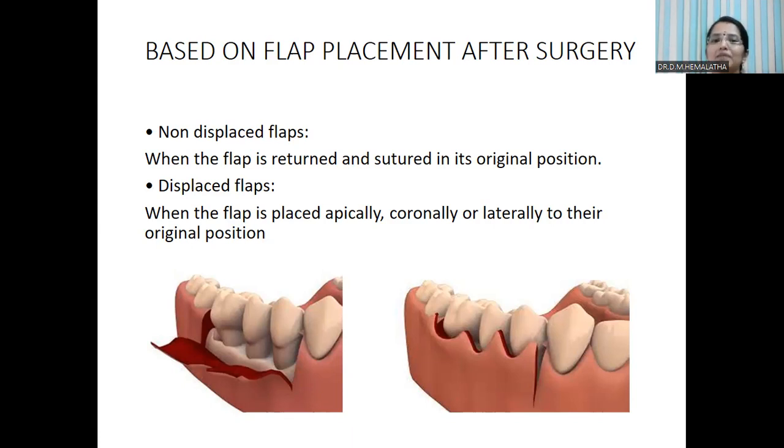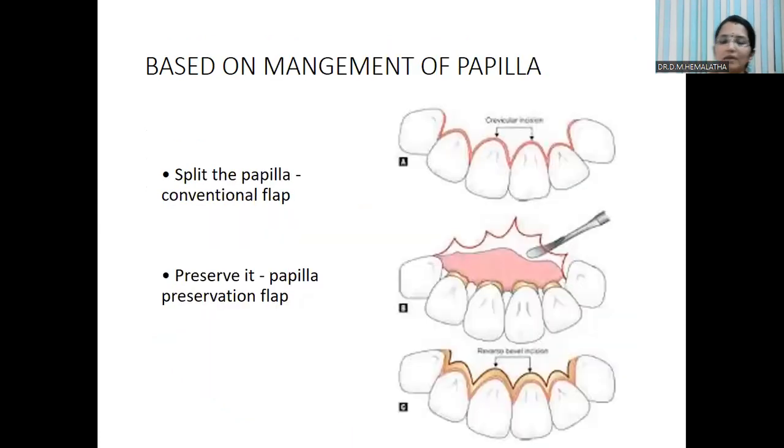And a displaced flap is one when the flap is placed either apically or coronally or laterally to its original position. So coming on to the next classification, which is based on the management of papilla, it can be a split, that is a conventional flap, where the entire papilla is split, or it is a papilla preservation flap where we are going to preserve the papilla. In this picture, you can see the papilla is split into the buccal or the palatal or the lingual flaps. So you don't have an entire papilla as such.